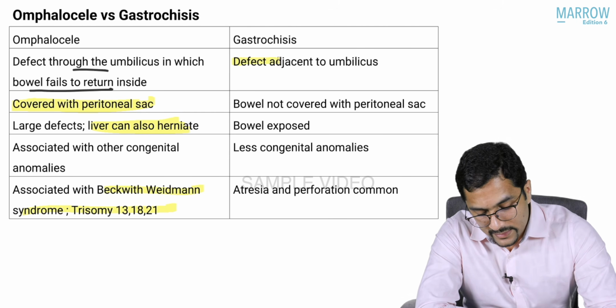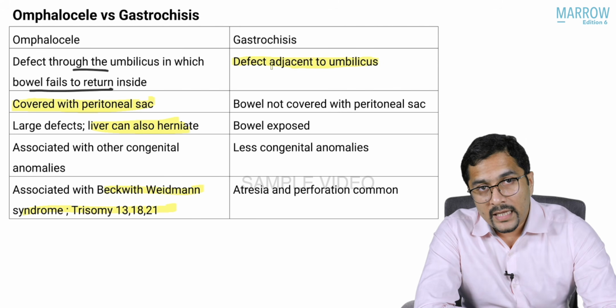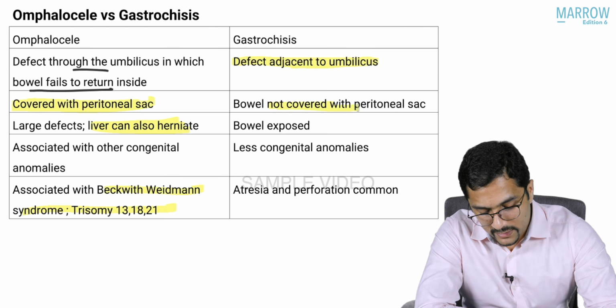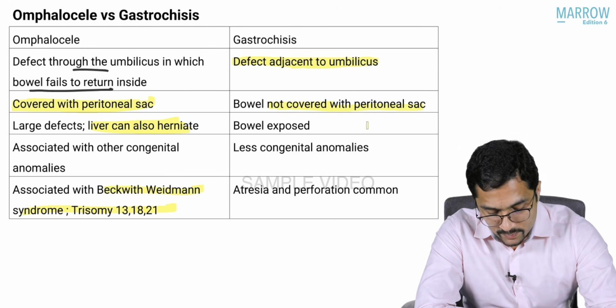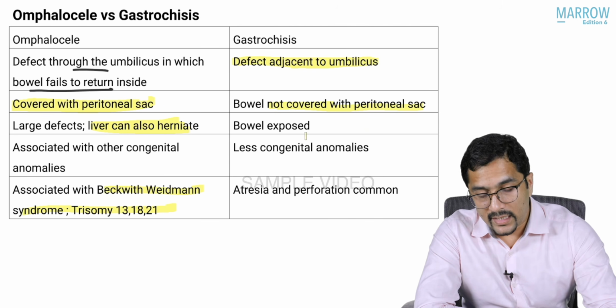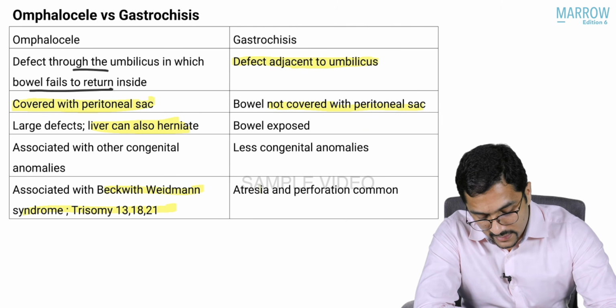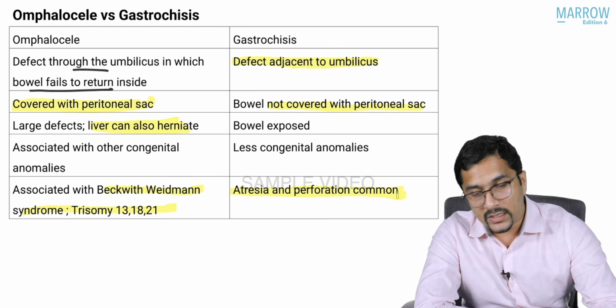Gastroschisis, on the other hand, is a defect adjacent to the umbilicus, and the bowel is not covered with a peritoneal sac. The bowel lies exposed, right? Fewer congenital anomalies are seen in gastroschisis, and atresia and perforations are more common.